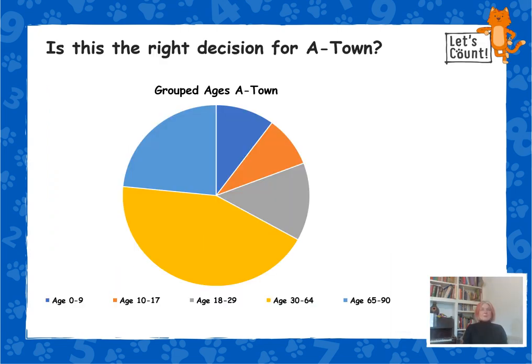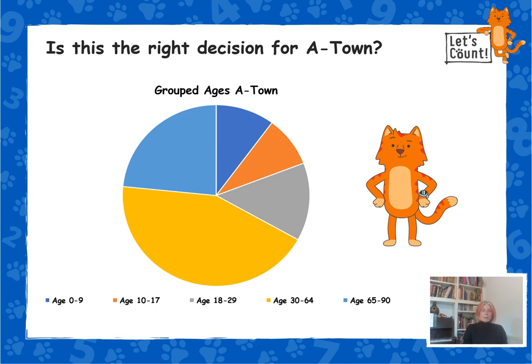Here is some information from the 2011 census from a real place that we're going to call A Town. It is a pie chart, which I hope you'll have seen before, and it shows us age groups of the people who live here. The bigger the piece of the pie chart, the more the number of people in that age group. Working round clockwise from the top, sort of 12 o'clock, we have the 0 to 9-year-olds, the darker blue section. Then the 10 to 17-year-olds in the orange, 18 to 29-year-olds in the grey section, 30 to 64-year-olds, who are the large yellow section, and then the light blue of the 65 and over. It says 90, but it includes all those aged 65 and over.